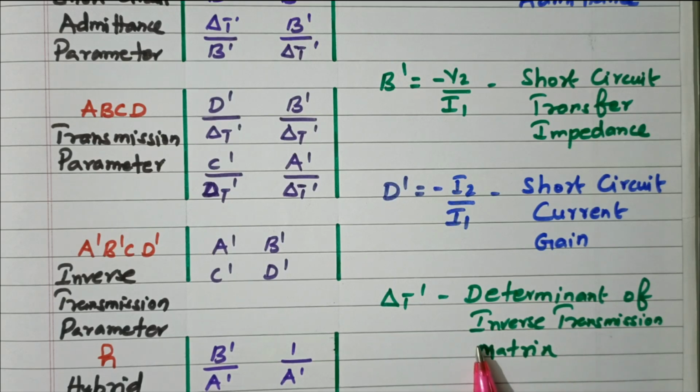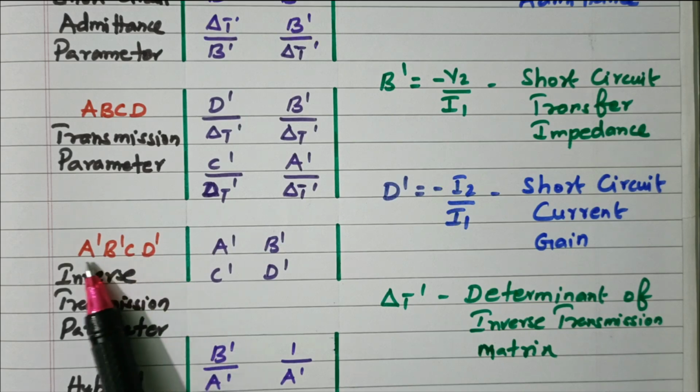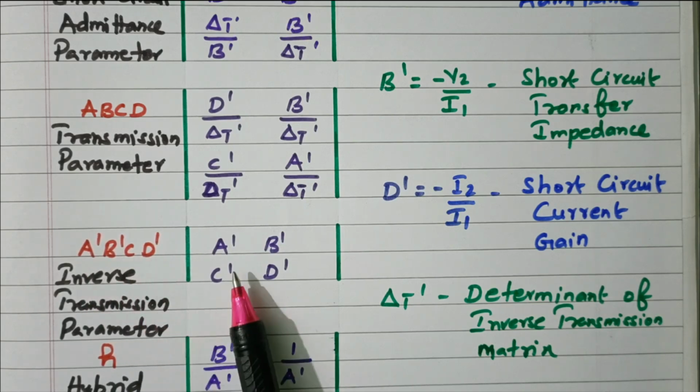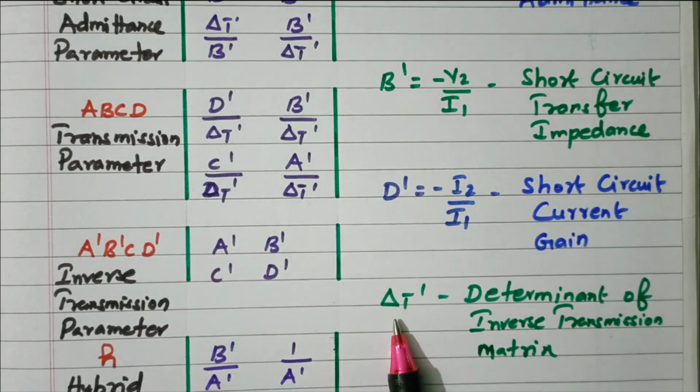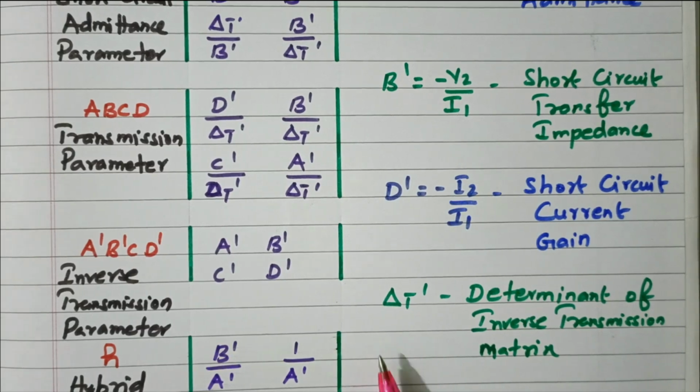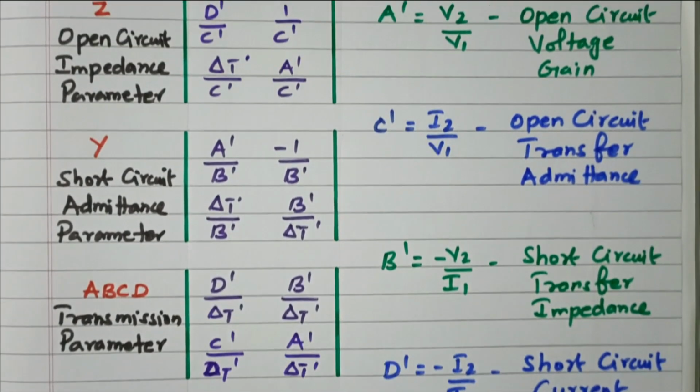So here we are going to express all the parameters in terms of the inverse transmission parameters. First we will see what the inverse transmission parameter is: A dash, B dash, C dash, D dash. So this is the matrix. The determinant of this matrix is delta T dash. Now we'll see the parameters one by one. First we will see the Z parameter.